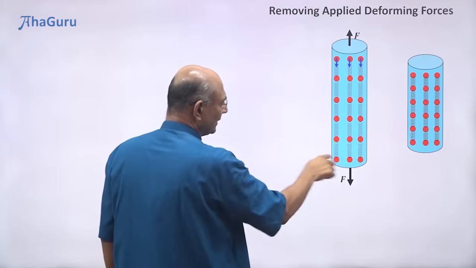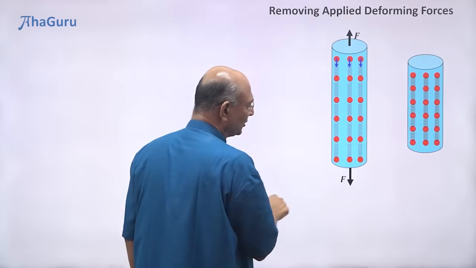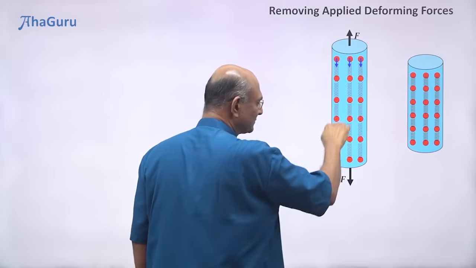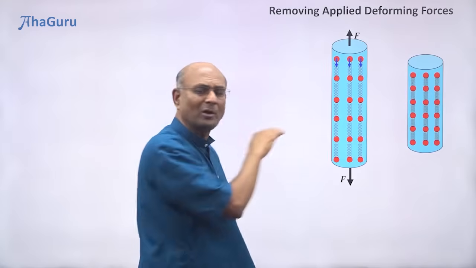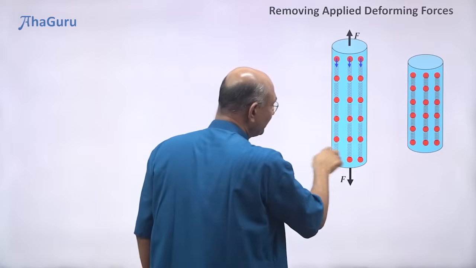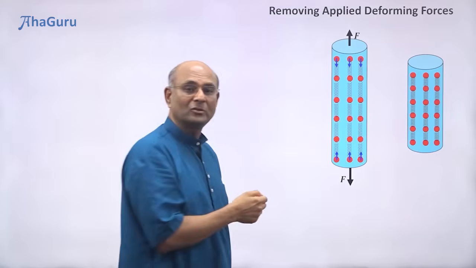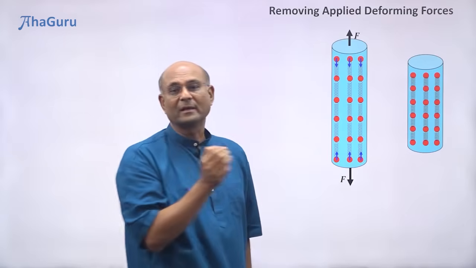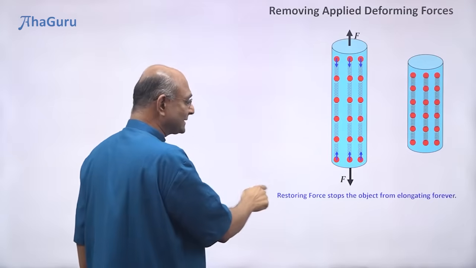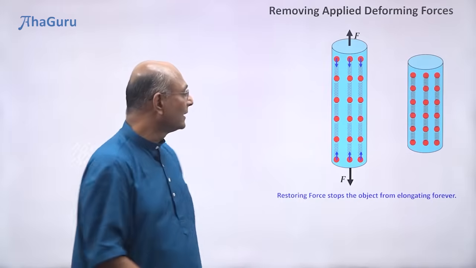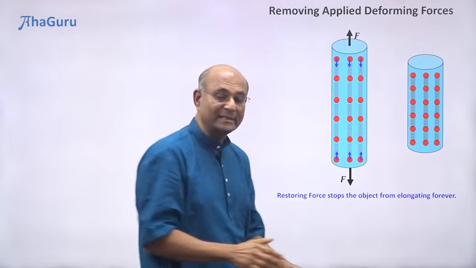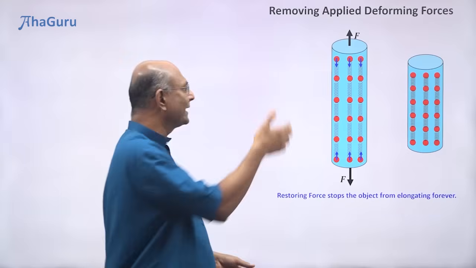Now what about here? This force, the deforming force, is pulling the bottom layer of atoms down. So that's why they moved down originally. But then why did they stop moving? Because the spring is now pulling it back. So the restoring force is pulling it back. So the first thing that the restoring force does is to stop the object from elongating forever. These restoring forces are the reason that it elongates only a little bit. That's how you get the restoring force.